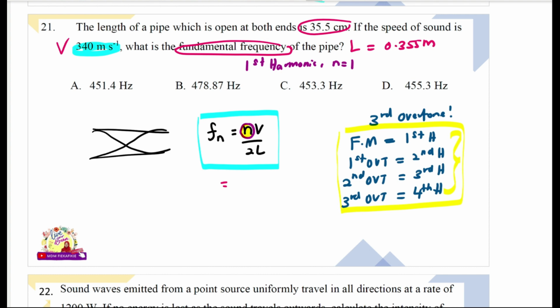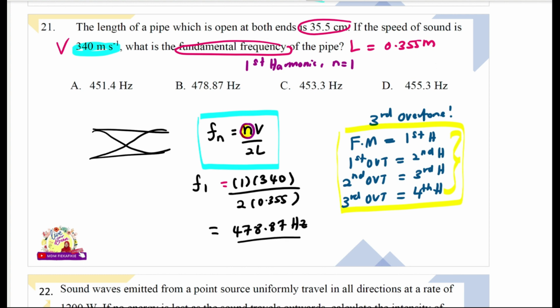Okay, so now we can substitute F1. Okay, so ini senang sangatlah. Okay, so masukkan saja formula. You boleh dapat jawapan. So the answer is 478.87 Hz. Okay, so the answer is B. Alright, and then question 22.